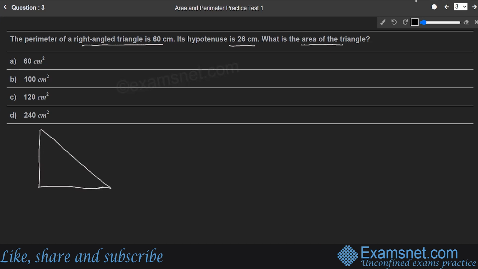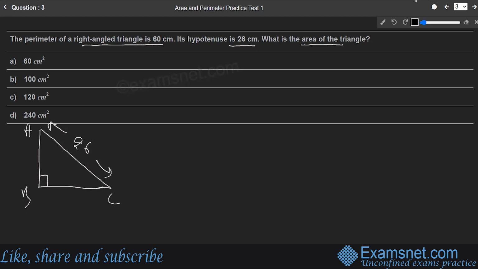This is a right angle triangle. Let's say the 90 degrees here. A, B, and C. He says the perimeter is 60 centimeter. That means the sum of the sides is 60 centimeter. Its hypotenuse is 26 centimeter, so this value is given to us as 26 centimeter. Now he wants us to calculate the area.